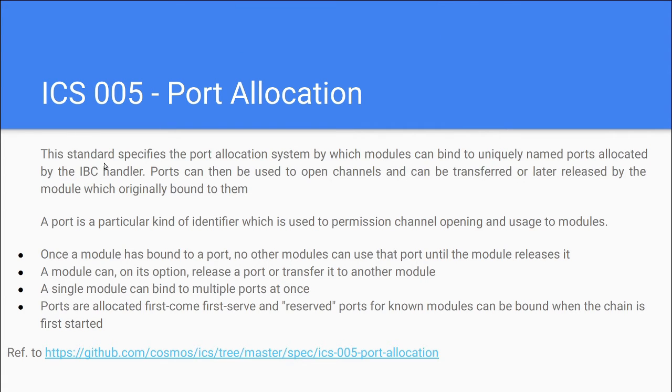Let's talk about port allocation for a minute here. This standard specifies the port allocation system by which modules can bind to uniquely named ports allocated by the IBC handler. Ports can be used to then open channels and can be transferred later or released by the module which is originally bound to them. A port is a particular kind of identifier which is used to permission channel openings and usage to modules. Once a module has been bound to a port, no other module can use that port until that module releases it. A module can, at its option, release a port or transfer it to another module. A single module can bind to multiple ports at once.